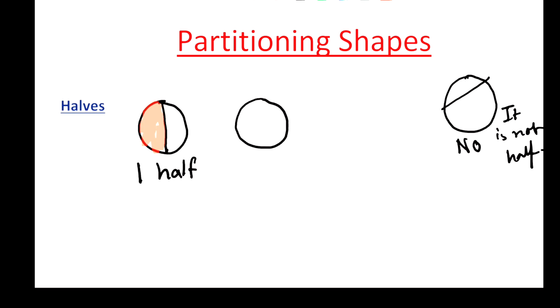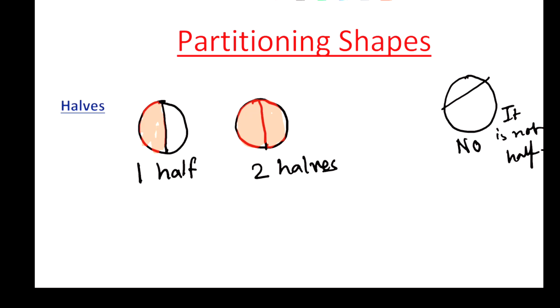If I make another circle, make it two equal parts and shade both of the parts, let's see what happens then. See, you can clearly say that the whole circle is shaded. So I can say two halves are shaded. There are two parts and both of the parts are shaded.